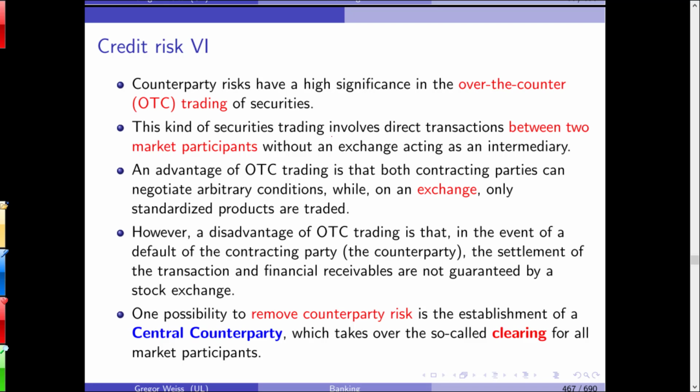What does OTC mean? Can anyone explain the difference between an exchange traded product and an OTC traded product? OTC stands for, it's on the slide, over the counter. What's the difference between an exchange traded security and an OTC traded security? Any idea? Yeah? Try. I think that the OTC securities are not included in the balance sheet of the institution. No.